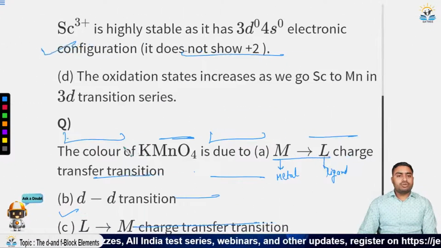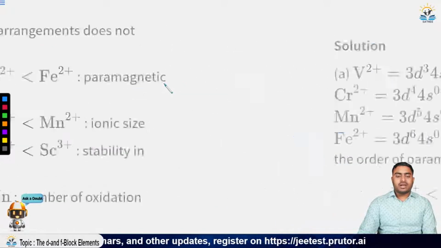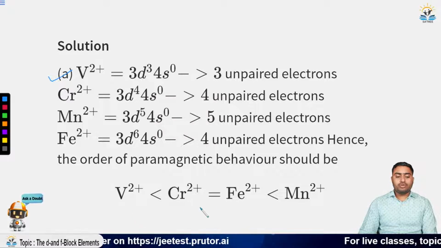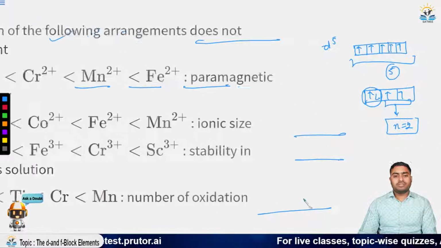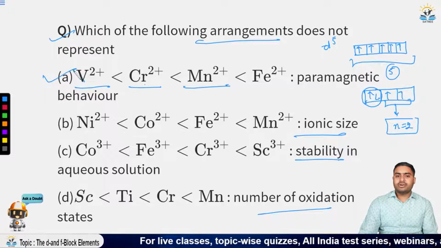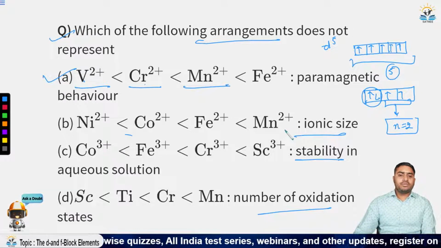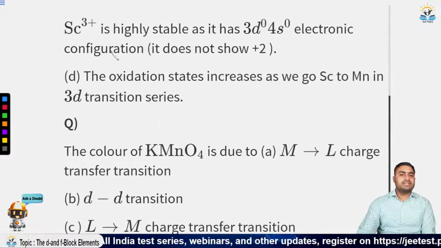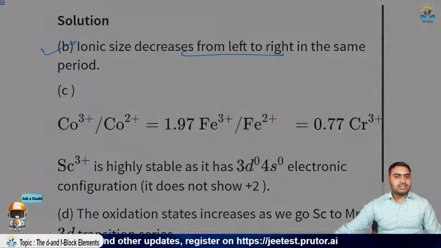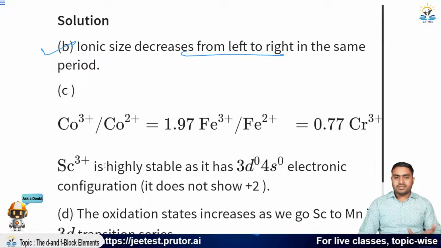I want to discuss one more question that we were discussing about paramagnetic nature. You can see here, right? So you have to choose the one that does not represent. You can see here the order will be V2+, Cr2+, Fe2+, then Mn2+. V2+, Cr2+, so no equal sign is here. So this should be the answer, option A, right? Okay. Then you can see Ni2+, Co2+, Fe2+, Mn2+. So the answer is saying that ionic size decreases from left to right in the same period. That is the point. Similarly, statement C and statement D.